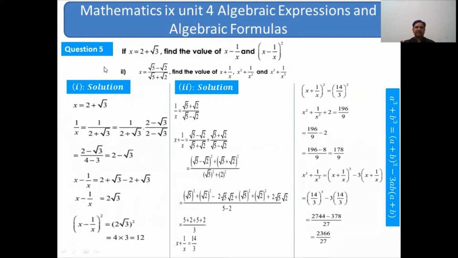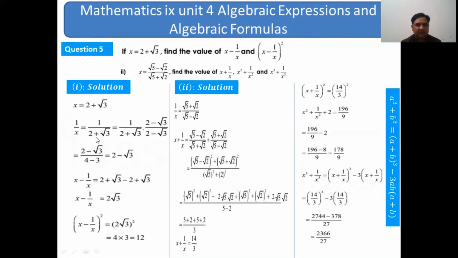Question number 5. If x is equal to 2 plus square root of 3, find the value of x minus 1 by x and x minus 1 by x whole square. So let's first solve part 1. Given x is equal to 2 plus square root of 3, we write 1 by x is equal to 1 divided by 2 plus square root of 3. So we just have to rationalize this one.